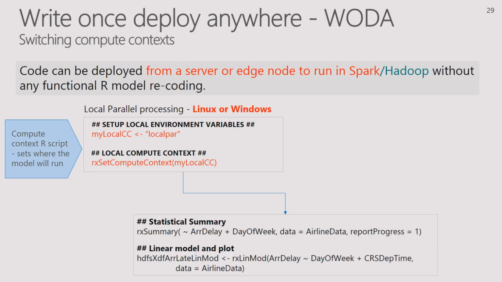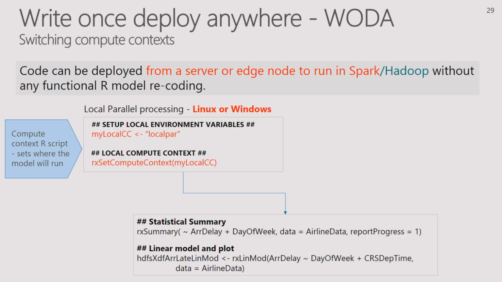Okay, now I want to show some example of what I mean by write once and deploy anywhere. Suppose you have your workstation, or maybe you're working on the edge node of your cluster. You can set your compute context to local parallel, and then the rest of your code can have fairly extensive data exploration, summarization, and modeling going on, and model evaluation, etc. The typical things that you would like to do as a data scientist.